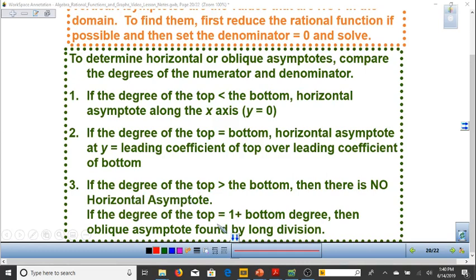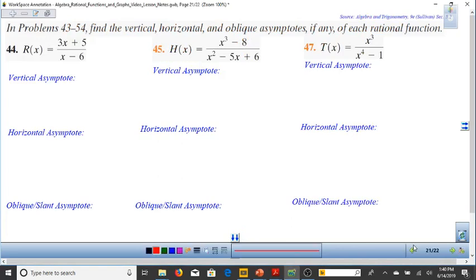If the degree of the numerator is 1 more than the degree of the denominator, then you find the oblique asymptote by doing long division. And now let's do a few quick examples here, and then we'll move on to the last part of our lesson. So first of all, in this case, it's a linear expression over a linear expression, and they do not cancel.